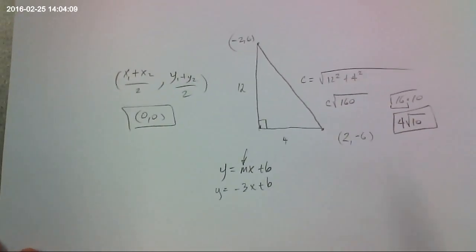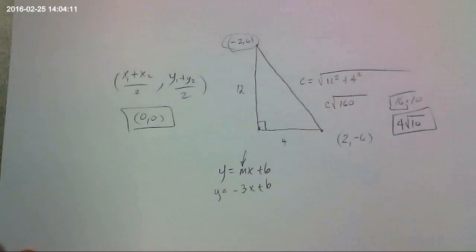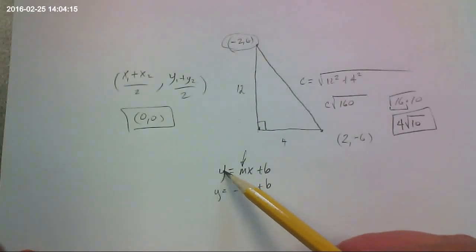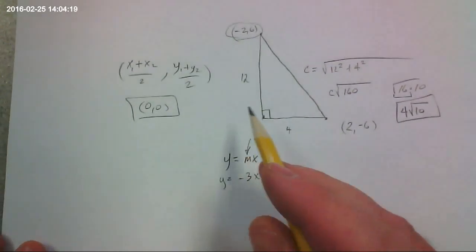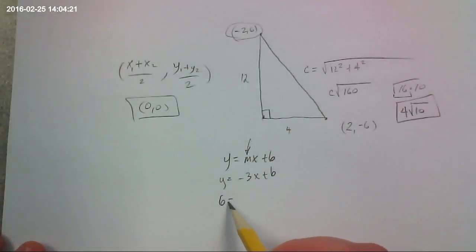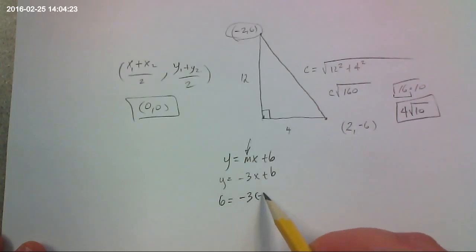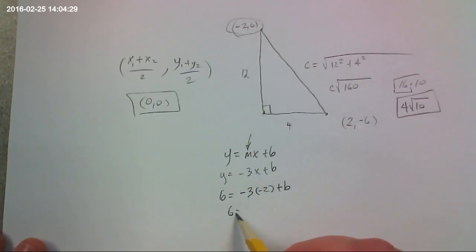Yeah, so you know how you have that point? You could use negative 2 for x and 6 for y, and then solve that for b. So I'm going to use that one. So 6 equals negative 3 times negative 2 plus b. Okay, and then you solve for b. That's 6 equals 6 plus b. b has to be 0.